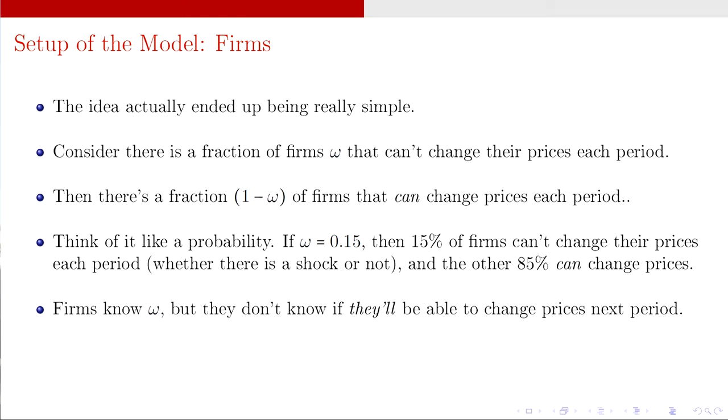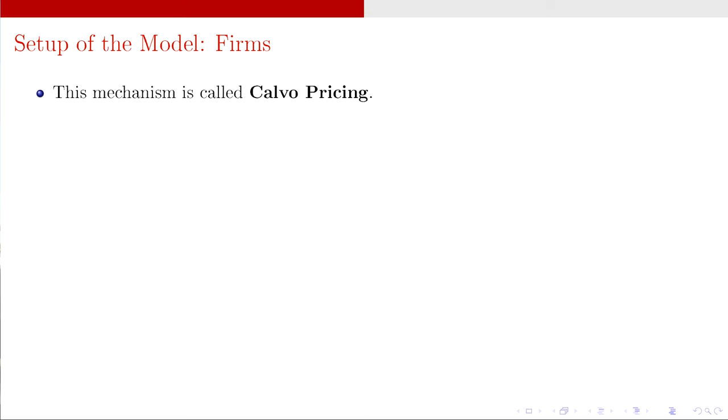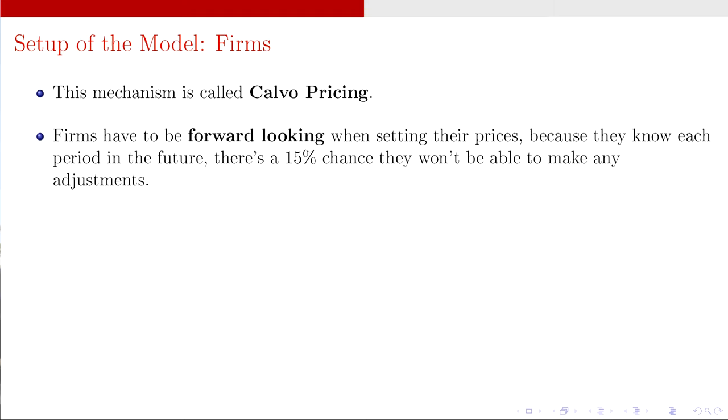change your prices. Now, the model assumes that firms know omega, right? They know what the probability of them being able to change their price is, but they don't know if they specifically will be able to change their prices in the next period. So there's a 0.15 probability that they can't change their prices each period, and a 0.85 probability, which is just 1 minus 0.15, that they can change their prices each period. Now, this mechanism is what's known as Calvo pricing, presumably named after some guy named Calvo.